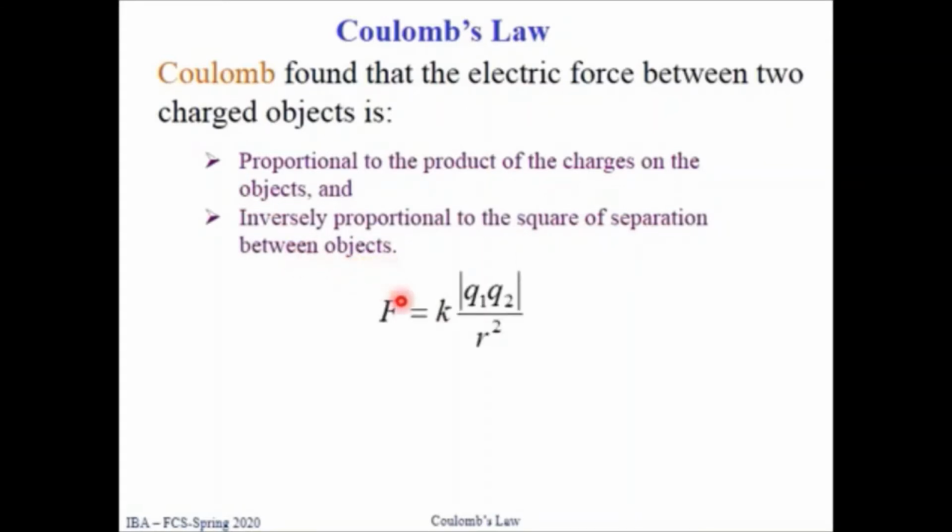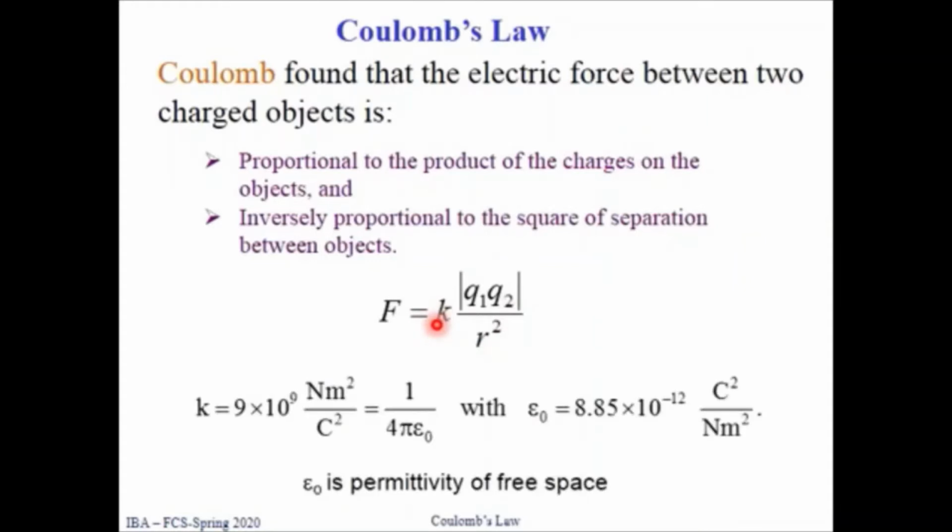Mathematically we can write force is equal to K Q1 Q2 divided by R squared, where K is the constant of proportionality, with a value of 9 times 10 to the power 9 Newton meter squared per Coulomb squared, which is also equivalent to 1 over 4 pi epsilon naught, where epsilon naught has a value of 8.85 times 10 to the power minus 12 Coulomb squared per Newton meter squared.